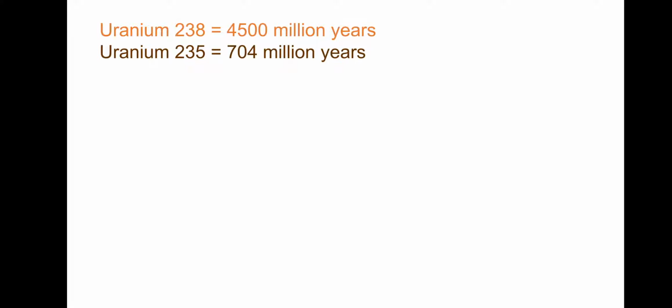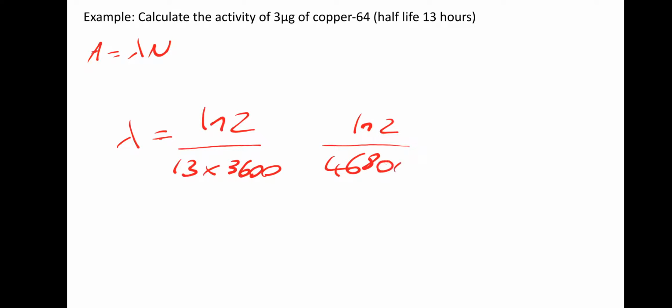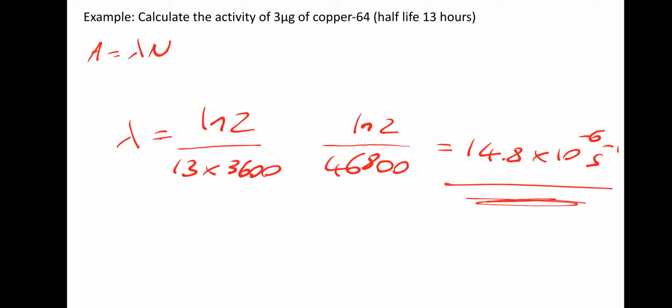So the decay constant would be log 2 divided by the half-life. And the half-life is 13 hours. And we need to turn that 13 hours into seconds. So it'd be 13 times, we've got 60 seconds and 60 minutes in an hour, which is 3,600. So it will be log 2 divided by 46,800, which gives a decay constant of 14.8 times 10 to the minus 6 disintegrations on average per second. So that's the decay constant done. Make sure that you've got this written down somewhere.